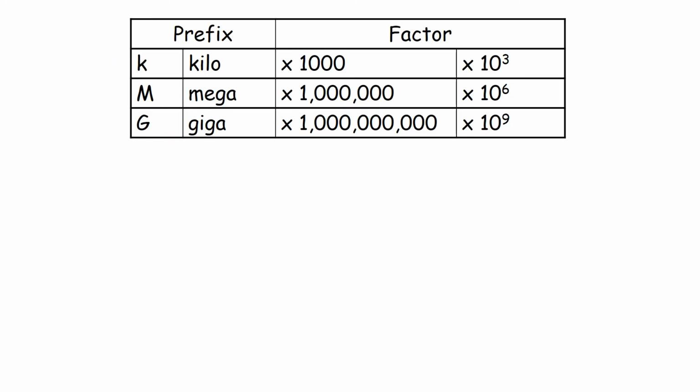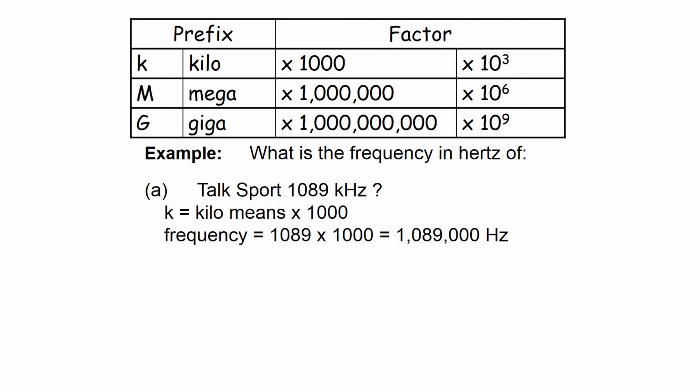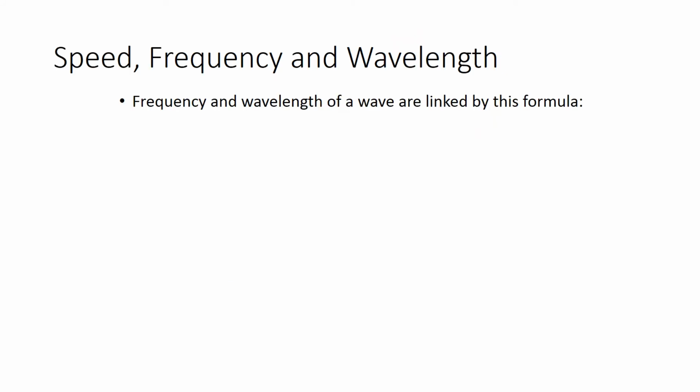This table includes the giga. So, what's the frequency in hertz? Talksport, 1089 kilohertz. So multiply by 1,000. Wave 102, 102 million. This won't be a question at National 5, but you will have to do this conversion when you're doing a calculation.